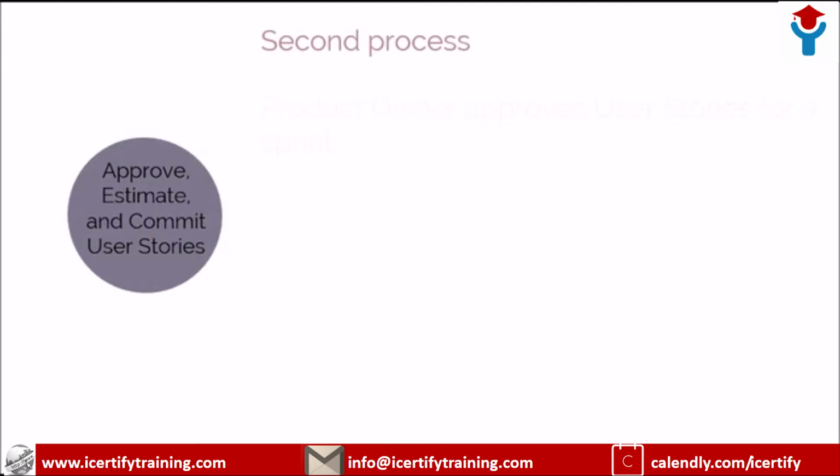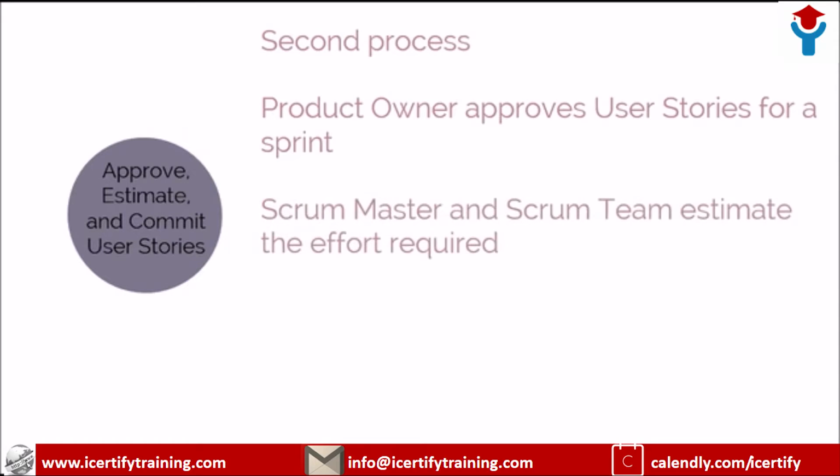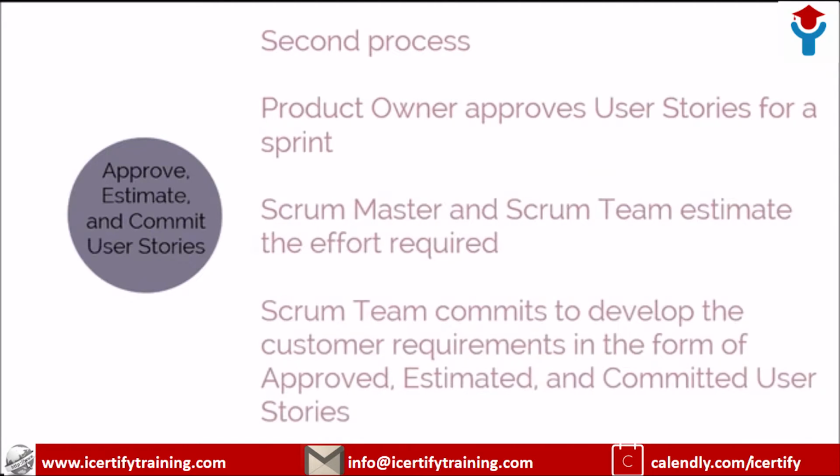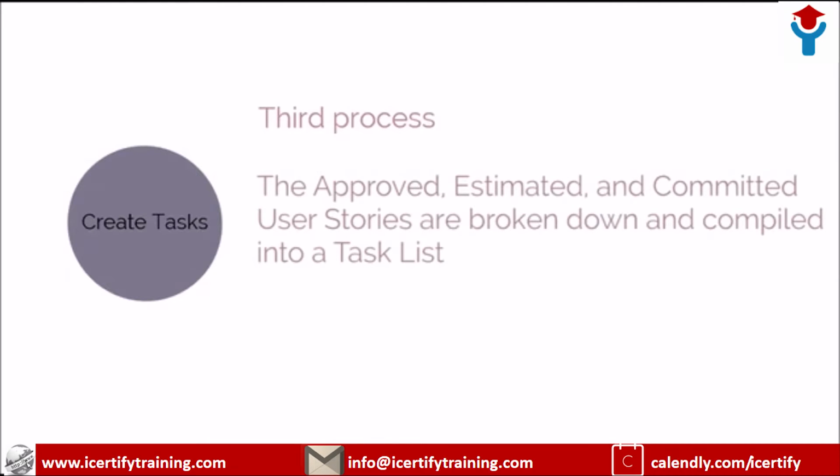In this process, the product owner approves user stories for a sprint. Then, the Scrum Master and Scrum team estimate the effort required to develop the functionality described in each user story. And the Scrum team commits to develop the customer requirements in the form of approved, estimated, and committed user stories. The third process in the Plan and Estimate phase is Create Tasks. In this process, the approved, estimated, and committed user stories are broken down into specific tasks and compiled into a task list.